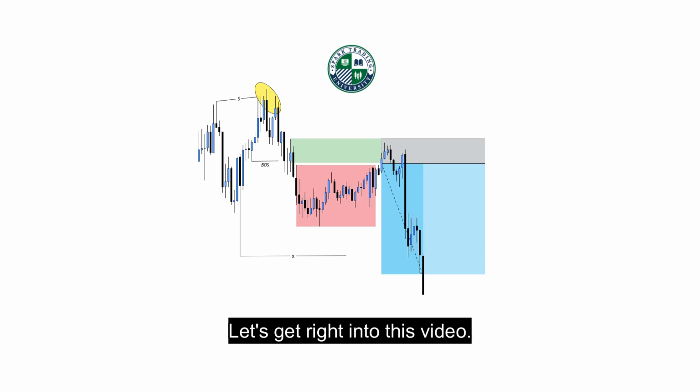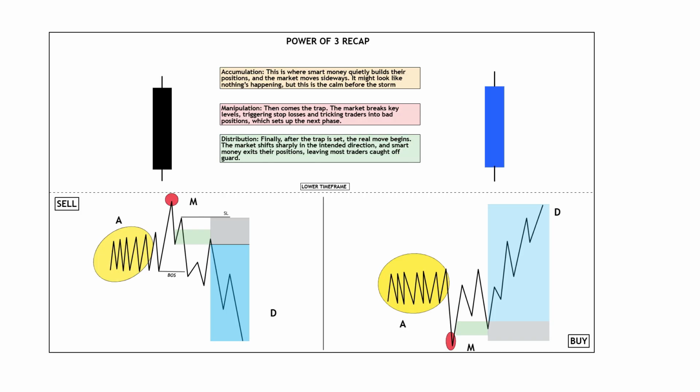Let's get right into this video. A quick recap before we get into it. The power of three is the cycle that repeats itself in every market. We covered how higher time frame candlesticks are formed by accumulation, manipulation, and distribution on the lower time frames, and why this pattern is crucial for spotting smart money moves. In this video, I'll go over real chart examples to show you how this pattern unfolds in live trading conditions. Each example will highlight unique setups so you can see how versatile this concept is. Plus, I'll share a few tips on reading market sentiment to spot these patterns faster.